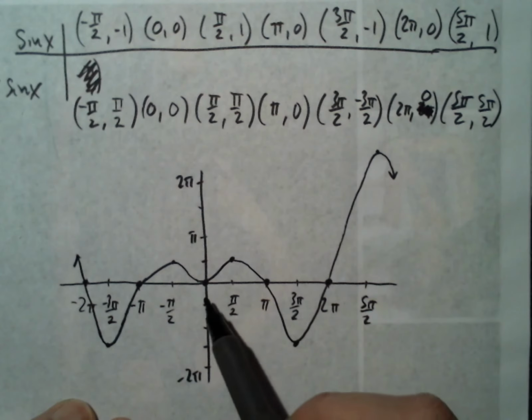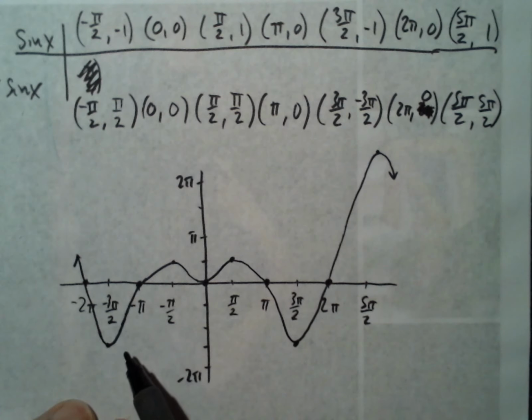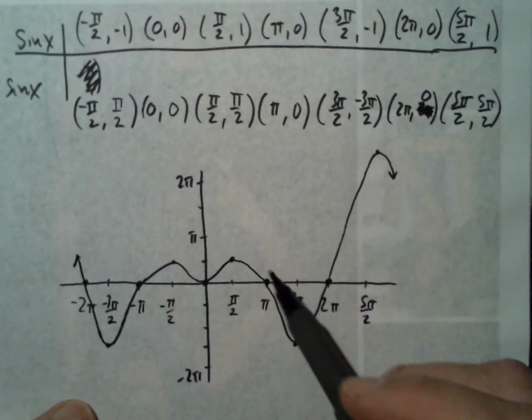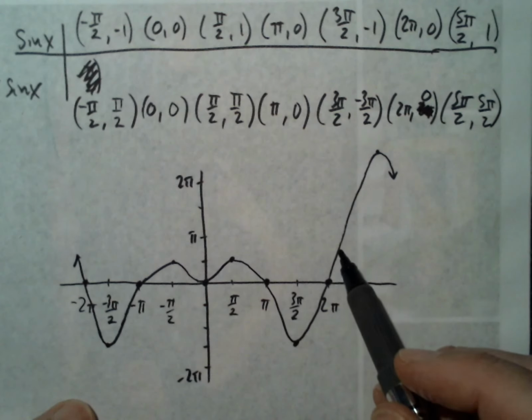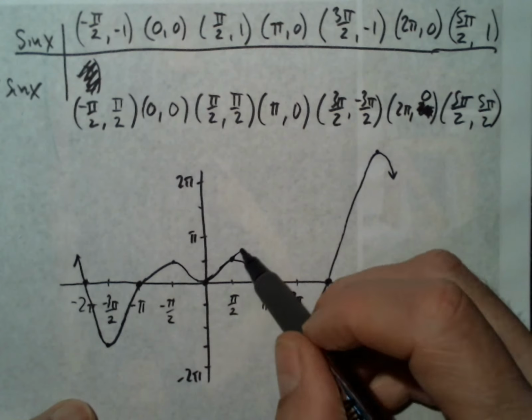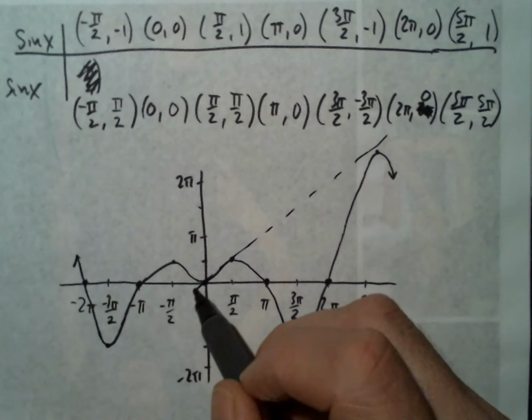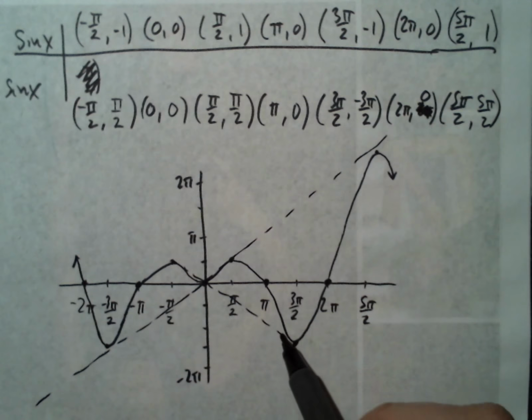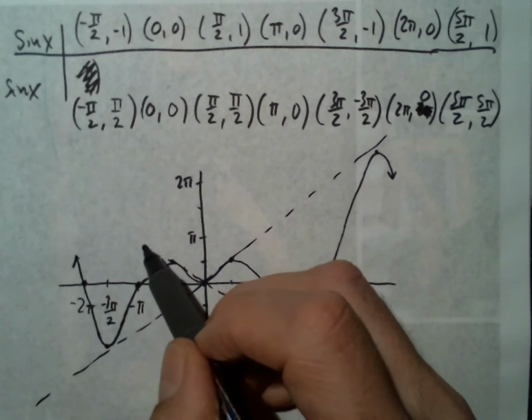And another characteristic of this graph is the boundary, or the upper and lower limits of the sine graph is the graph y equals x. So if we graph y equals x, we know that this graph will be within that.